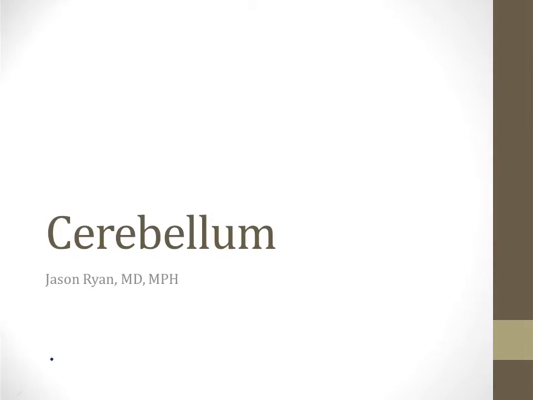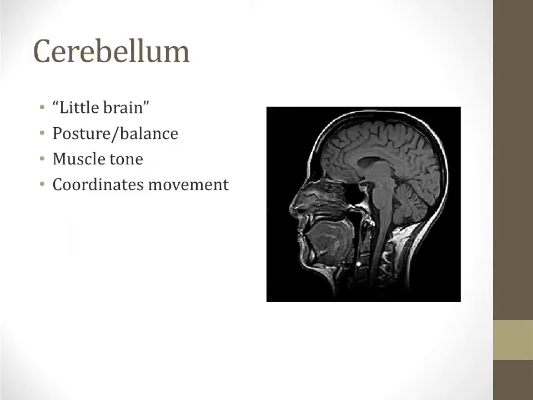Hi everybody, and welcome to our module on the cerebellum. The cerebellum is sometimes called the little brain because it's a separate structure that sort of looks like a brain that hangs off the back of the brainstem. You can see it in this MRI picture here on the screen. And it's very important for posture and balance and muscle tone, and it's also important for coordinating movements.